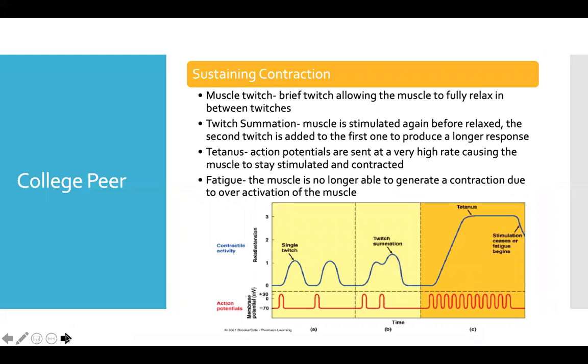For sustaining contraction, a muscle twitch is a brief twitch allowing the muscle to fully relax in between twitches. Twitch summation is when the muscle is stimulated again before it is able to relax. The second twitch is added to the first one to produce a longer response. Tetanus is when action potentials are sent at a very high rate, causing the muscle to stay stimulated and contracted rather than relaxed. Fatigue is when the muscle is no longer able to generate a contraction due to overactivation of the muscle.